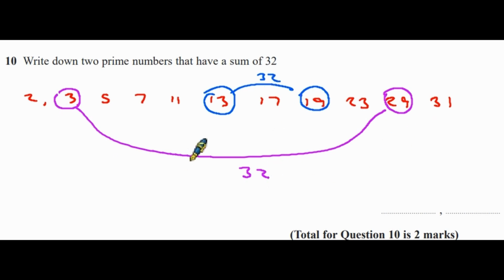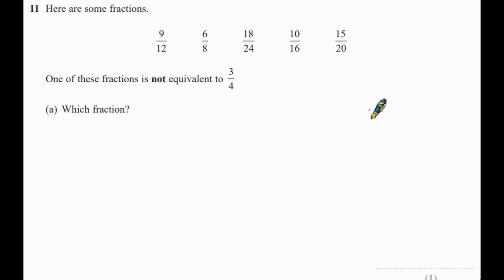There's no magical way to find the answer to this. You simply need to write the prime numbers down and then look at some additions until you find a suitable pair of numbers. Question 11.